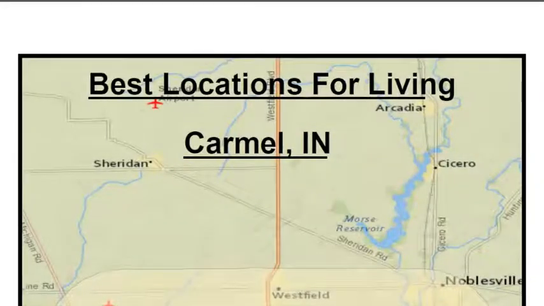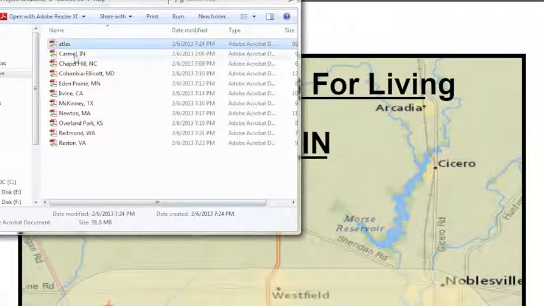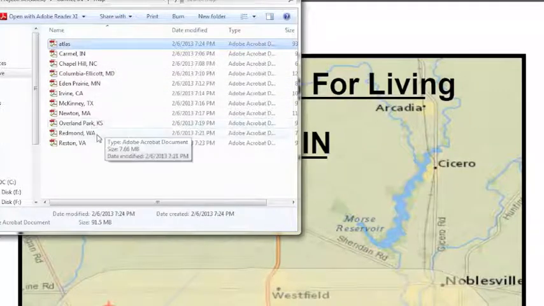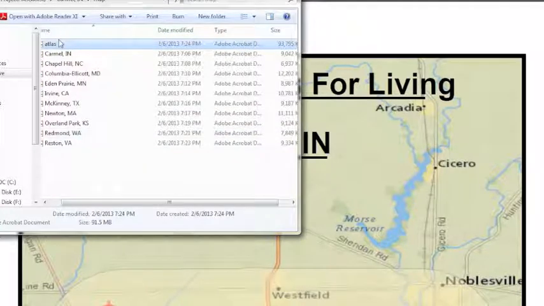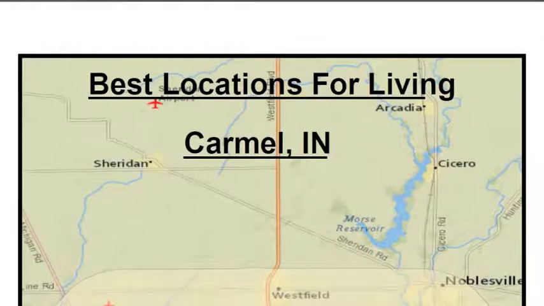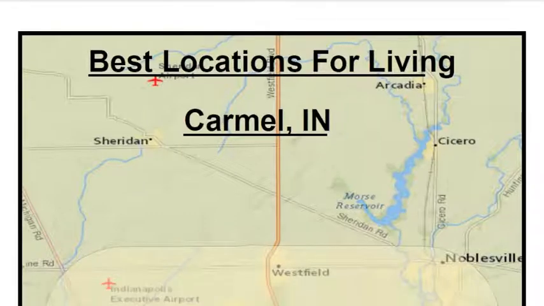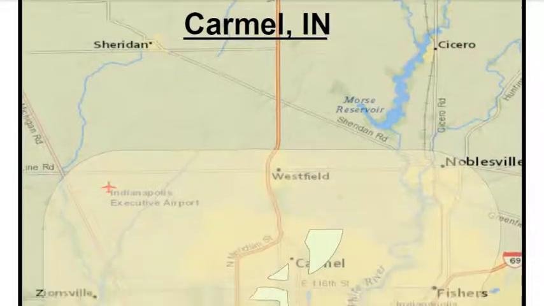Okay, so here we've got the final PDF that we pulled up. We've gone ahead and executed all the PDFs, and we'll show it to you. We've got Carmel, Indiana, Chapel Hill, Columbia, Eden, Irvine, McKinney, Newton, Overland Park, Redmond, and Reston, Virginia. And we opened up the Atlas PDF right here, which is the containing folder for all 10 PDFs. And we'll quickly work through them right here.